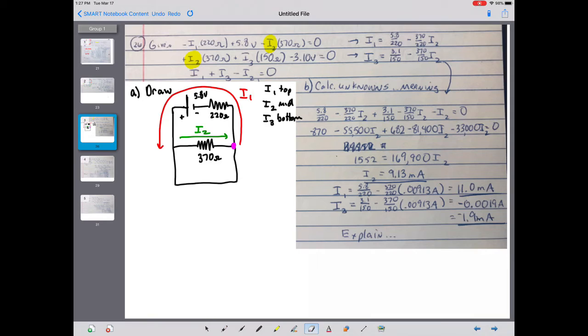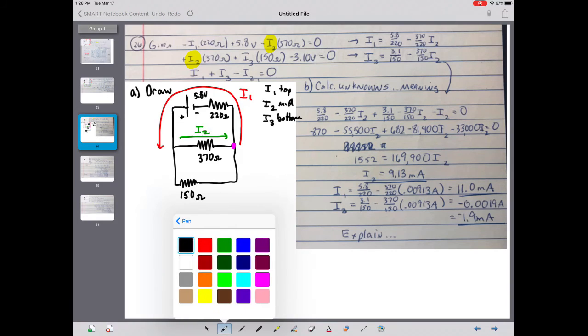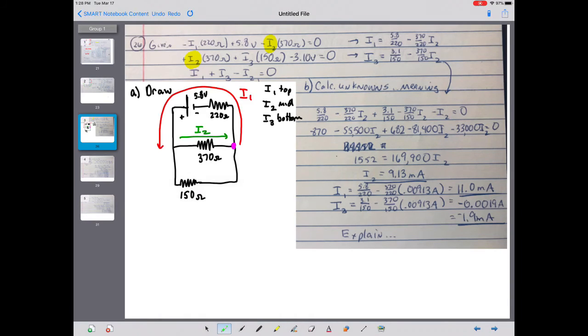I'm going to need to add my next resistor here. So then the next term in the equation is a positive I3 times 150 ohms. So I'm going to erase a little spot here. I'm going to put a resistor in there in the bottom branch. I'm going to label that 150 ohms. And now if I'm going counterclockwise, which would be from my neon green dot there down and around.